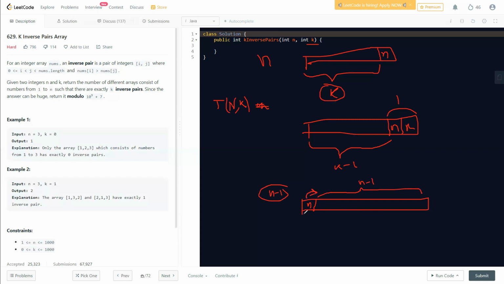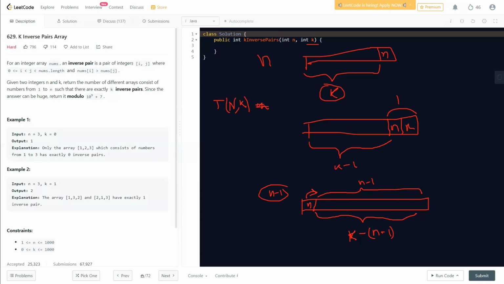So how many more do we need? From the remaining n minus one elements, we need k minus (n minus one) inverse pairs more. That's the understanding. When n is already at the beginning, it forms n minus one inverse pairs by default with all the other elements. Now from the other n minus one elements, we need k minus (n minus one) inverse pairs.